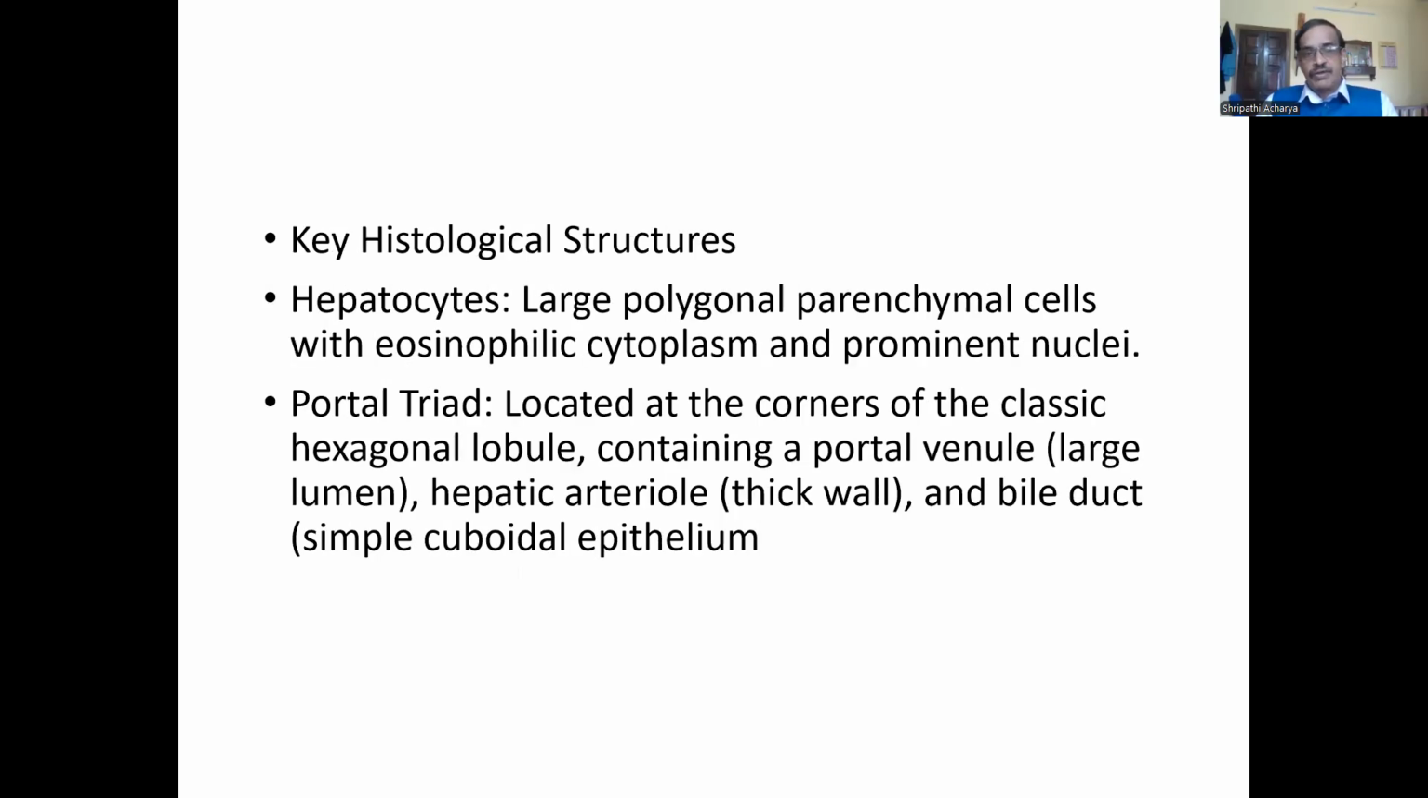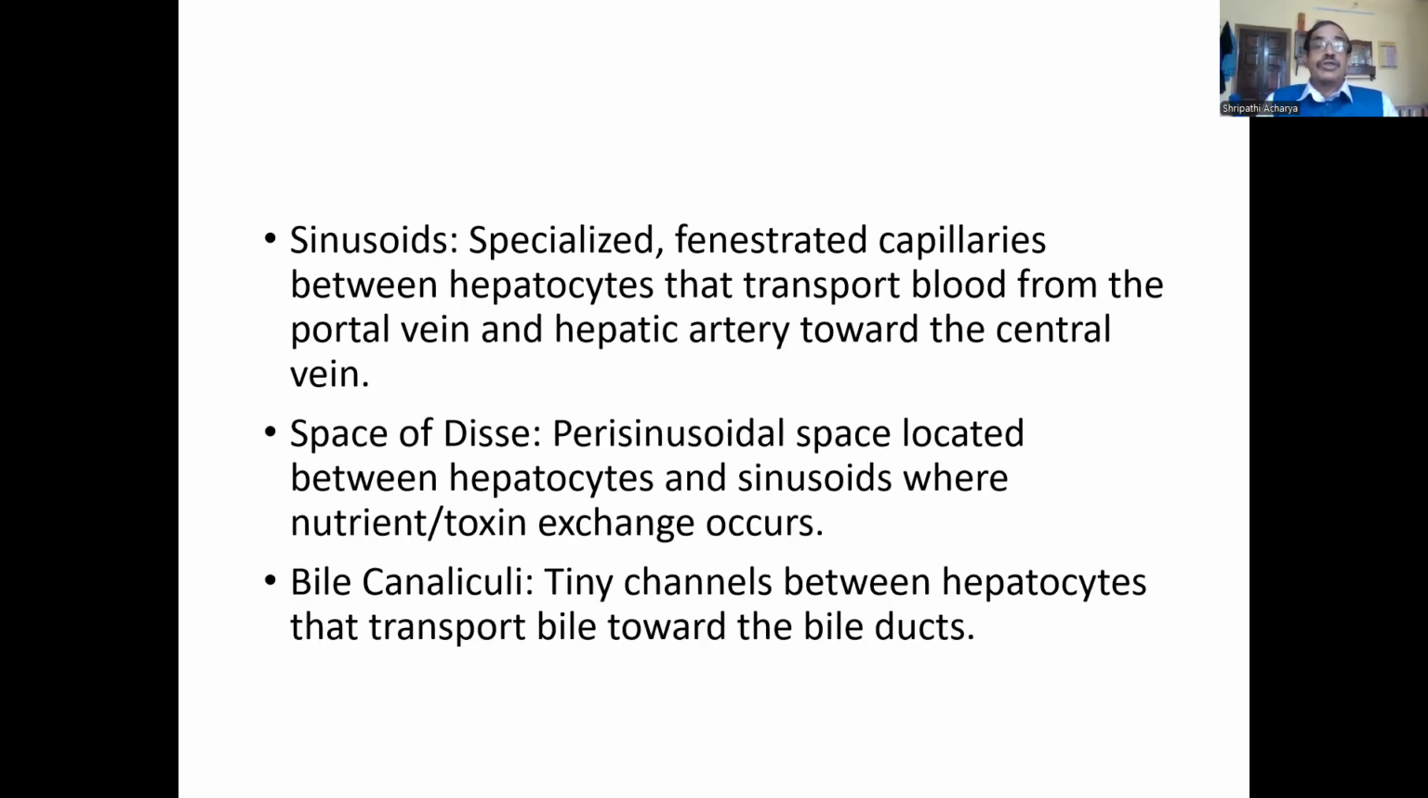Key histological structures of the liver. Hepatocytes: large polygonal parenchymal cells with eosinophilic cytoplasm and prominent nuclei. Portal tract: located at the corners of the classic hexagonal lobule, containing a portal venule with a large lumen, a hepatic arteriole with a thick wall, and a bile duct with simple cuboidal epithelium. Sinusoids: specialized fenestrated capillaries between hepatocytes that transport blood from the portal vein and hepatic artery toward the central vein.